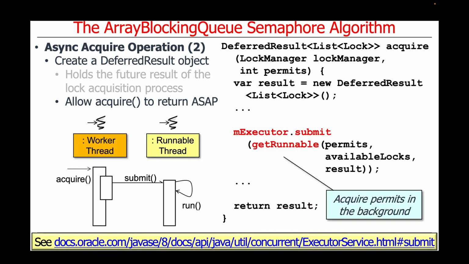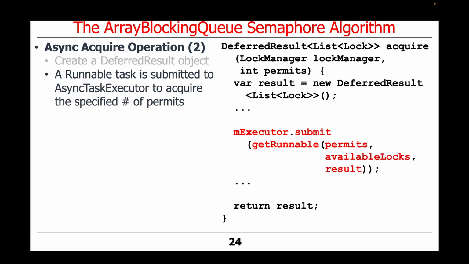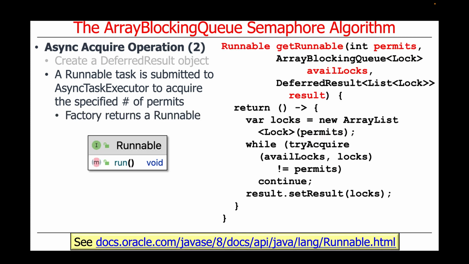What happens in this case is we're now going to manually submit a runnable, and that will run in the background, doing the multiple permit or multiple lock acquisition while the worker thread can go back to do something else. This runnable task will be submitted to the async task executor that we auto-wired to the mExecutor field shown here, and that will allow us to acquire the specified number of permits in the background. Let's now take a look at the getRunnableFactory method that returns a runnable.